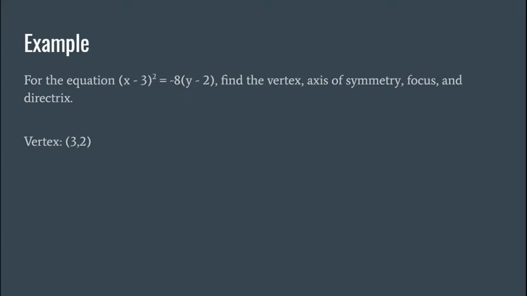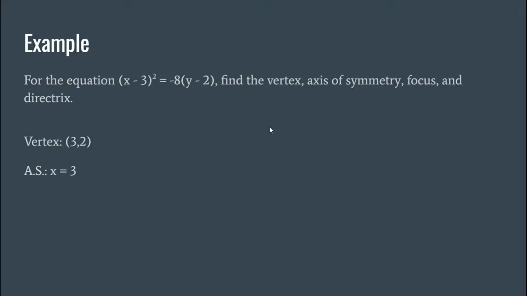Now next we'll find the axis of symmetry. Since we have the vertex, that's the easy part. Here we have the x with the exponent, so this is going to be a vertical parabola. So the axis of symmetry is going to be the x coordinate, x equals h in this case. So the axis of symmetry would be x equals 3.